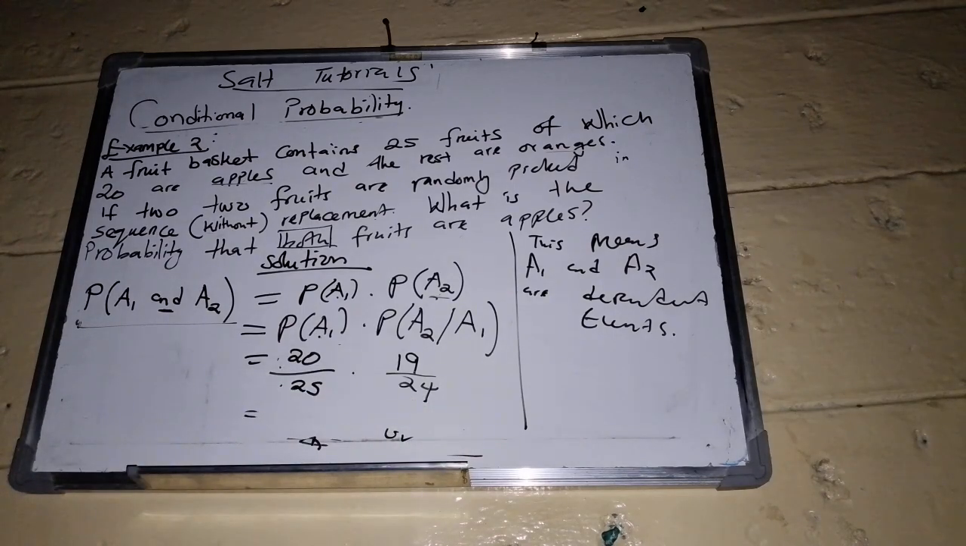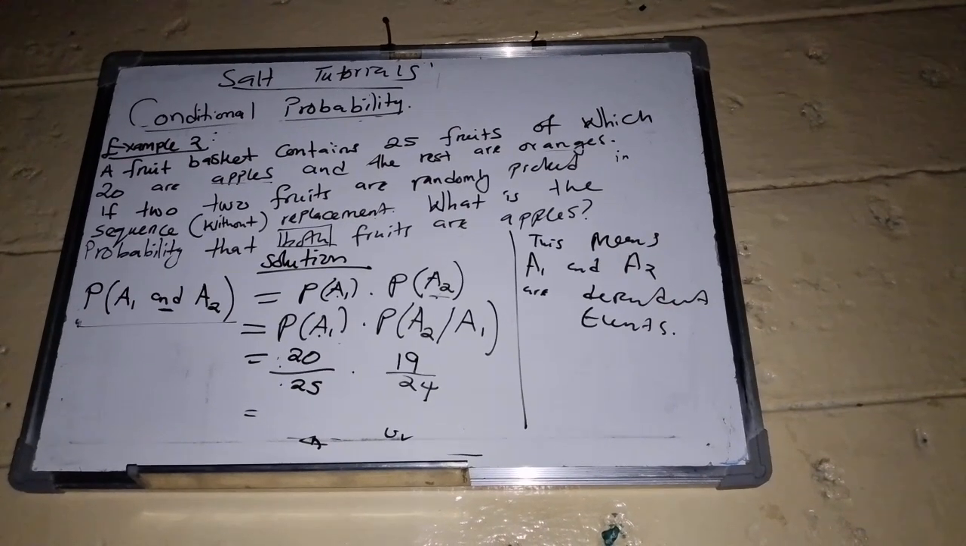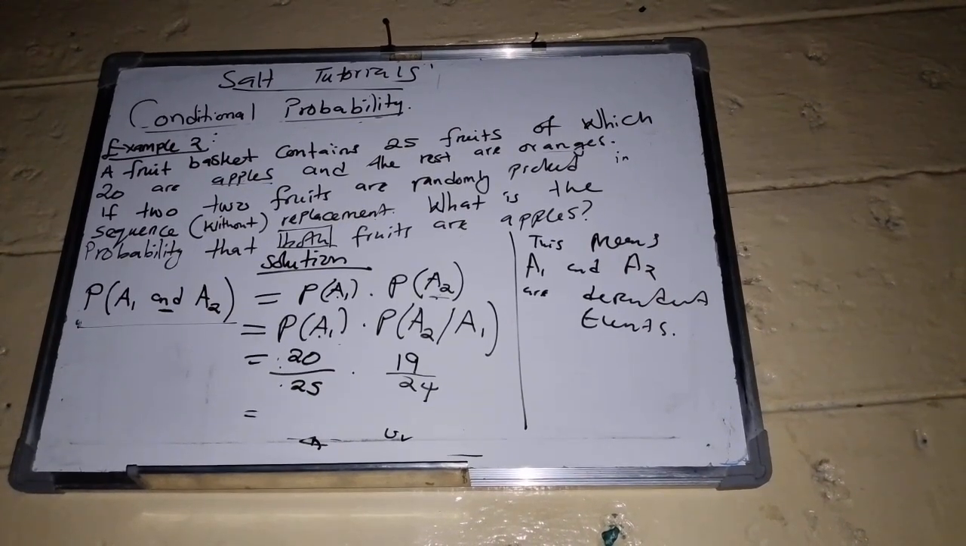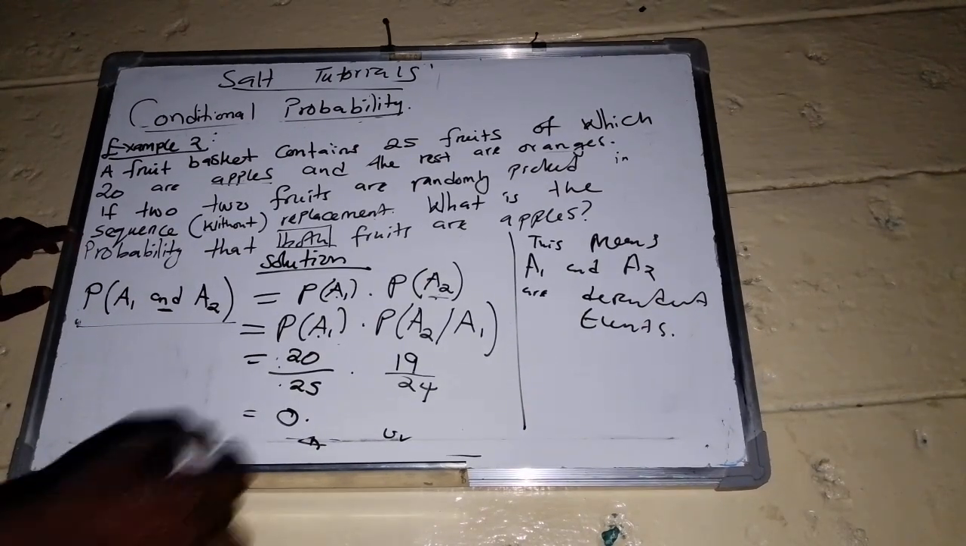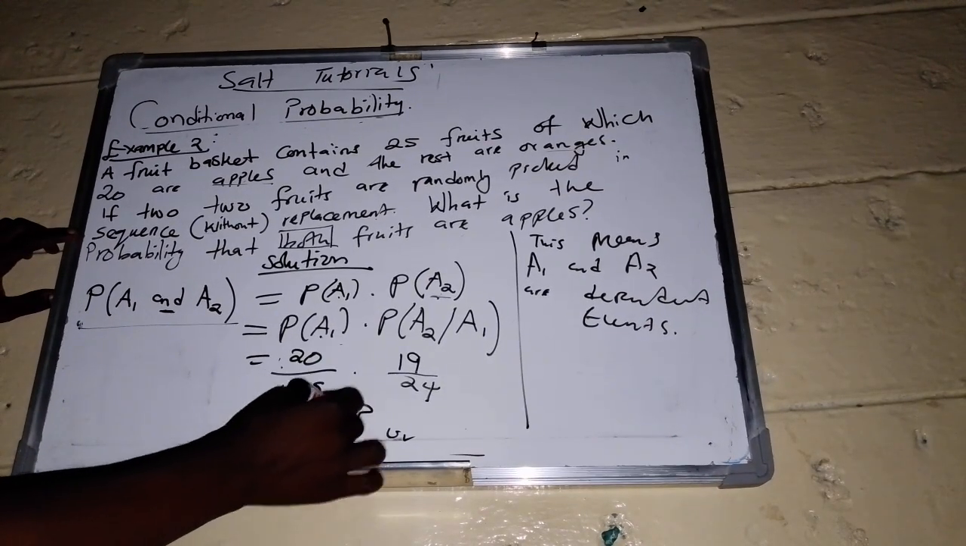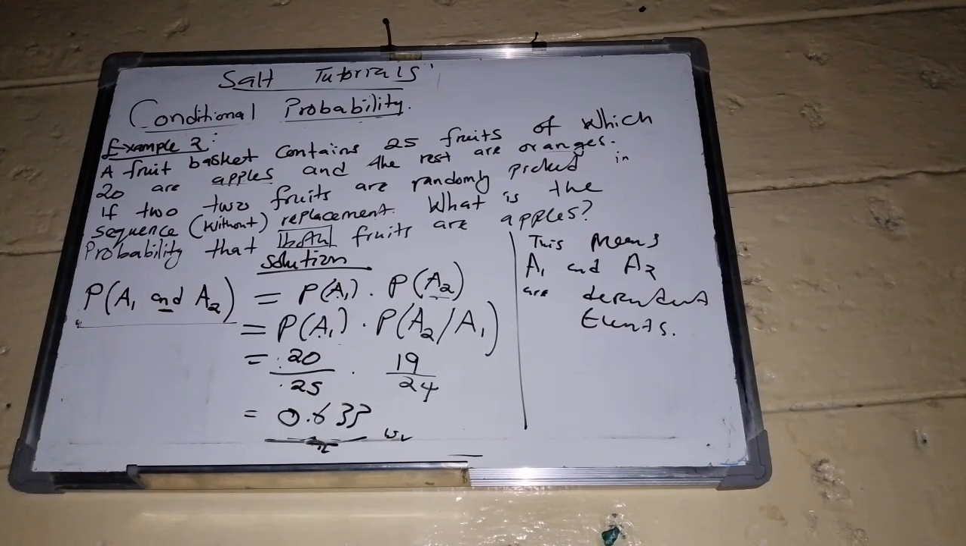So we look at the second one as well. We look at the next one. So using my calculator, I'm having something like 0.633 in decimal number when you multiply those two and divide.